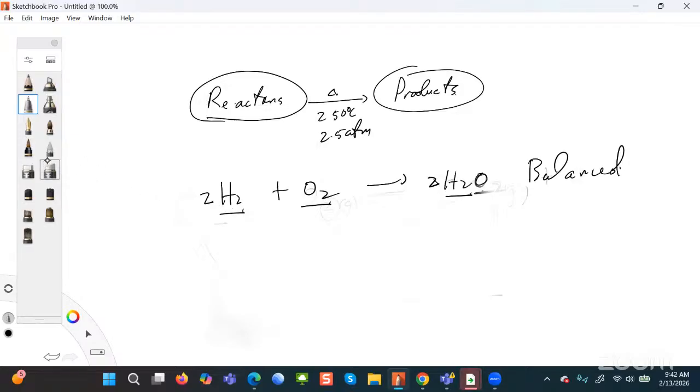In fact, let me see if I can come up with another example. Hopefully I won't screw this up. So let me erase this top part here.